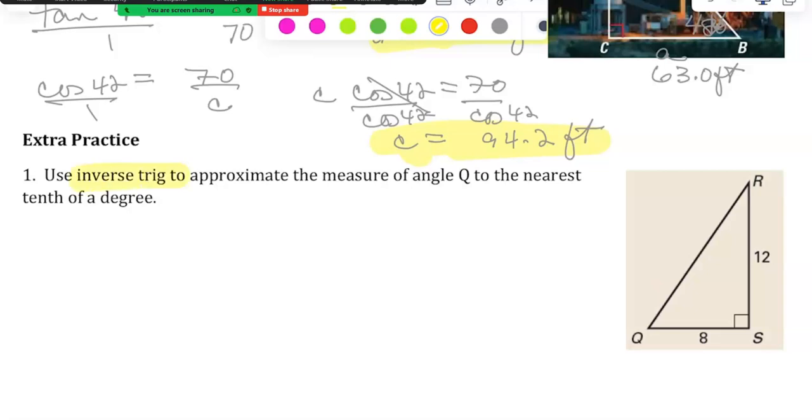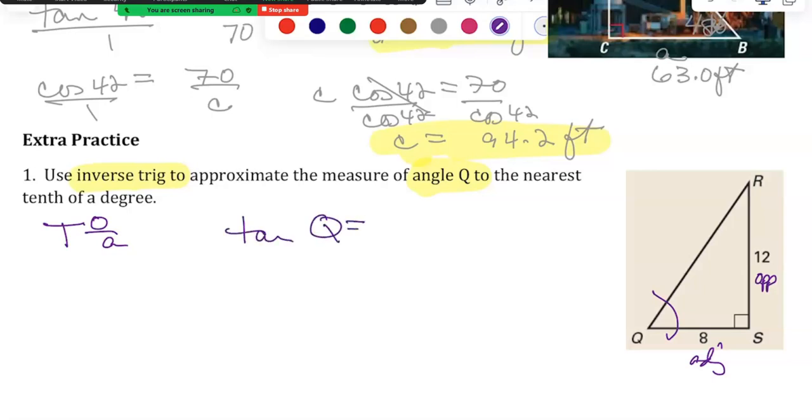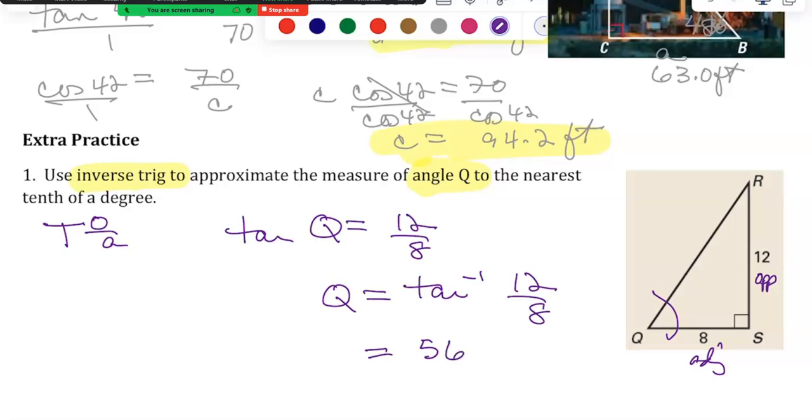Use inverse trig to approximate the measure of angle Q. That's all they want. So they want angle Q. Well, this is opposite and this is adjacent. I'm going to use tan because tan is opposite over adjacent. So the tan of angle Q equals 12 over 8. Therefore, angle Q itself is going to be tan^-1 of 12 over 8. And I get that angle to the nearest tenth of a degree to be 56.3 degrees. And there you have it.